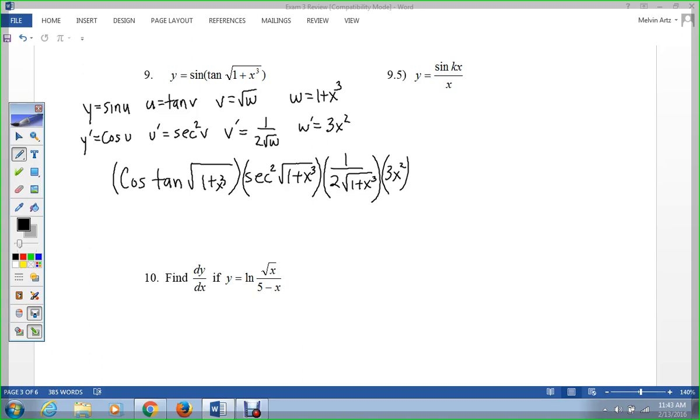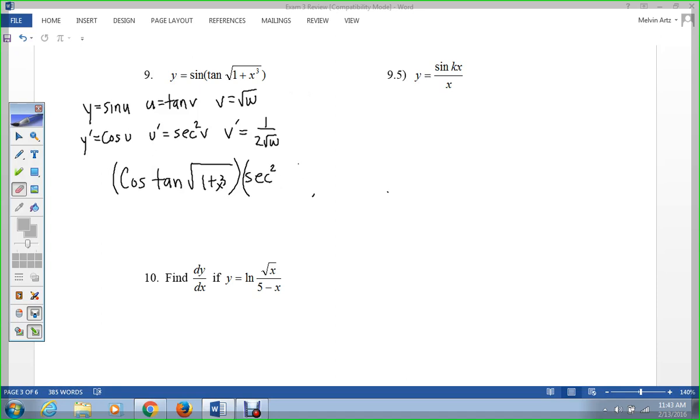All right, next problem. Let's get a little bit of room here. The next problem we have, it looks like we're going to need to use the quotient rule. So we would apply the quotient rule, bottom times the derivative of the top function minus the top function times the derivative of the bottom function, all over the bottom function squared.